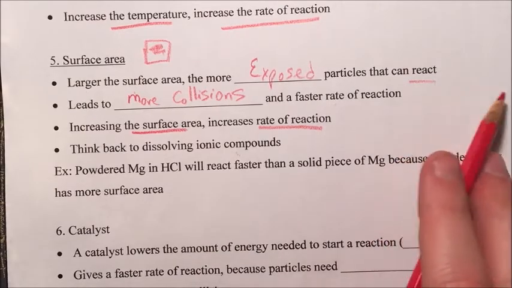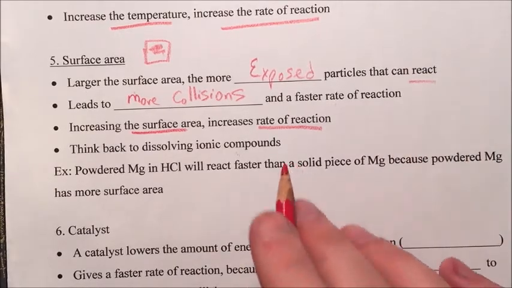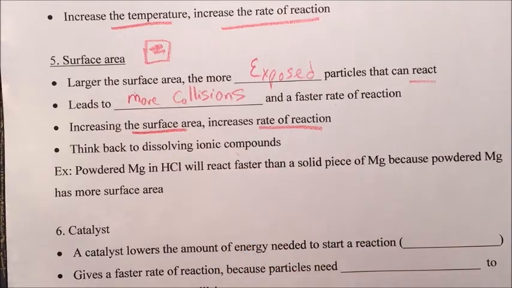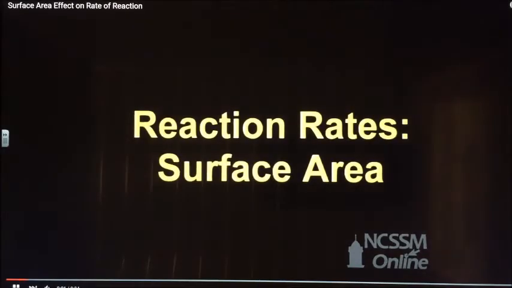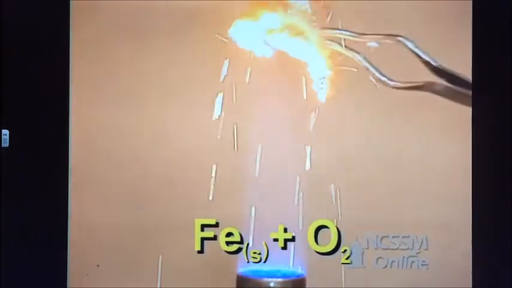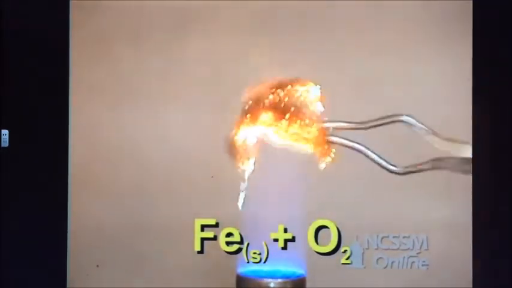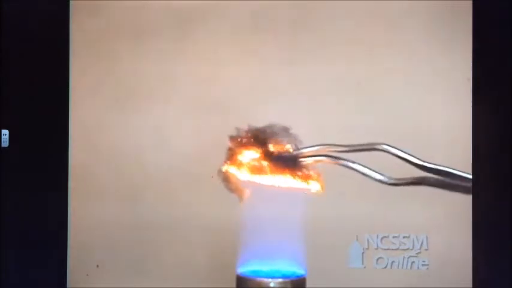Okay, so now that I've explained my little dots over here, I want to show you what this would look like in the lab. Let's look at the rate of the reaction of a very large surface area. Now with a small surface area, you can see we don't get that fast reaction.